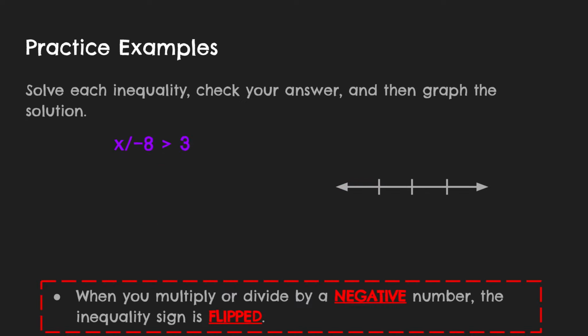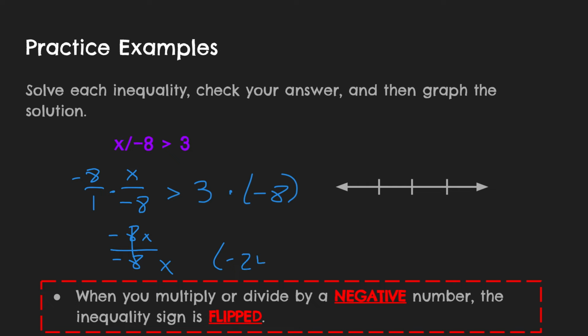All right, one more. Okay, last one. Remember, when you multiply or divide by a negative, you got to flip it. So I would rewrite this one. X divided by negative 8. I want to multiply by negative 8, so I would write it like this. But over here, if you want the parentheses to make it look a little prettier, you could do that. So this is going to be negative 8x over negative 8. Those would cancel out, so that leaves x. 3 times negative 8 is going to give you negative 24.